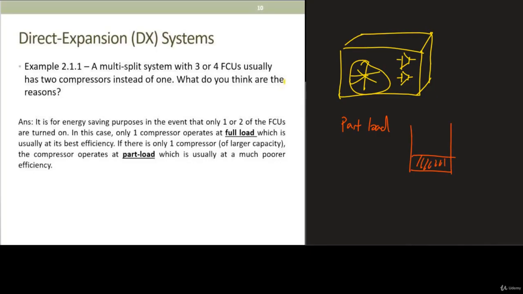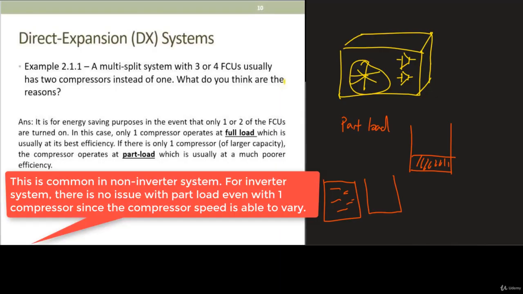But let's say you have two smaller compressors. You can afford to run one compressor at near full load, and the other one you don't switch on at all. So it makes much more sense to have multiple compressors with a smaller capacity housed inside this condensing unit, rather than one big compressor to handle all the loads, because usually you don't switch on all the aircon at the same time. So that's the reason.